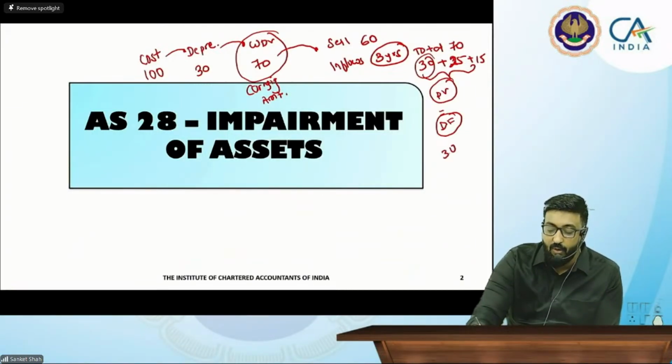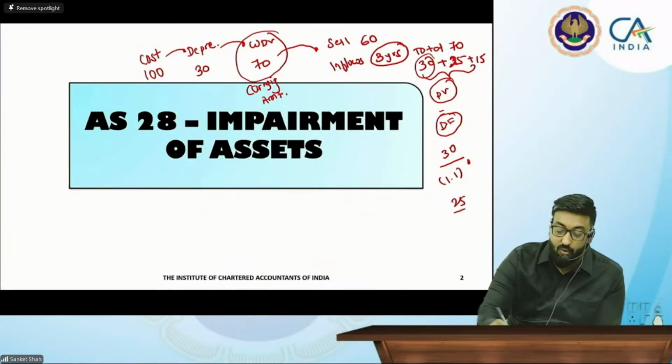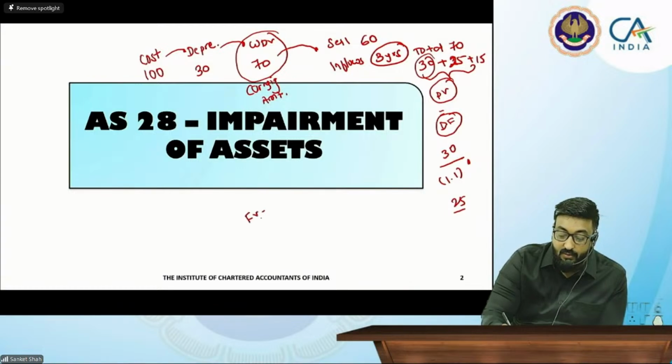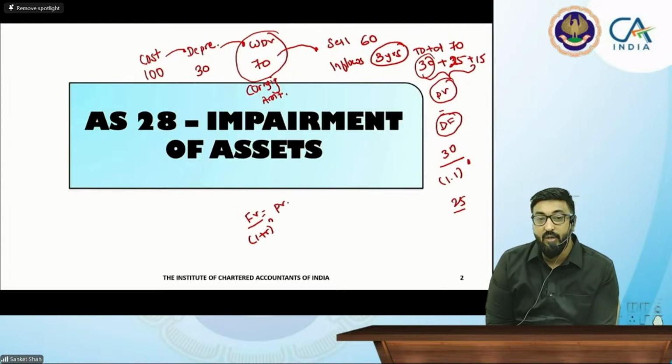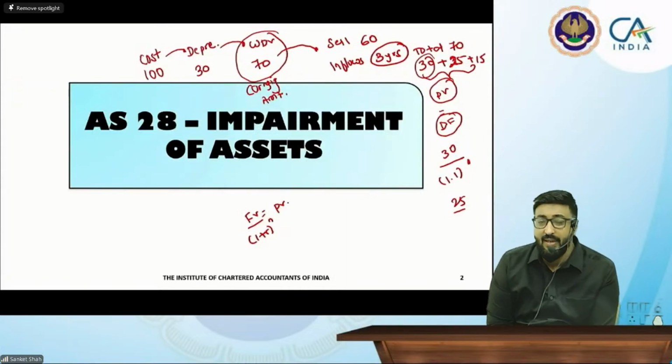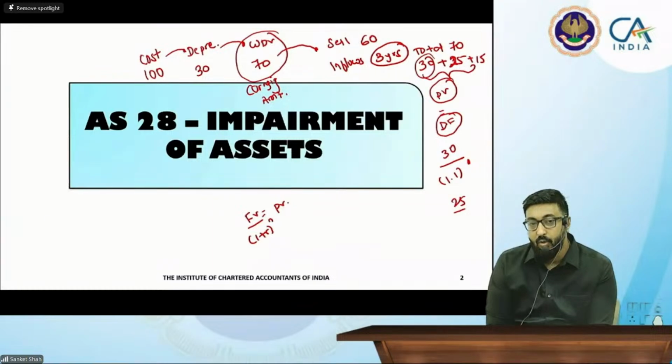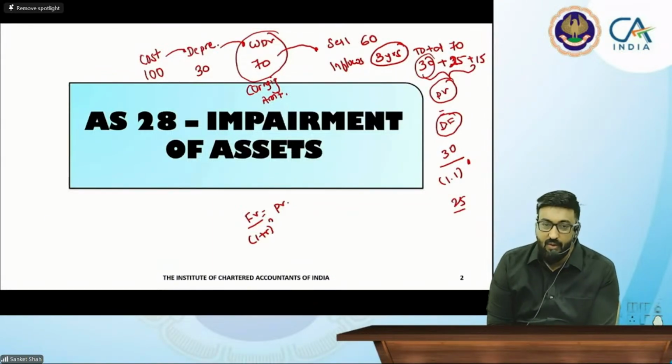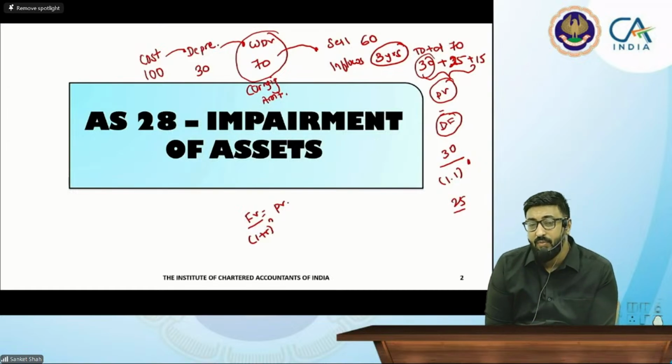Very simple formula, 30 divided by 1.1 for 1 year. 25 I am getting in the second year. So what is the formula? Future value divided by (1 plus r) raised to n is equal to present value. Those students who are not aware of this present value calculation, for them it is a technique I'm giving you, and for other students it is a simple revision. We are going to do a lot of present value calculations, so don't worry.